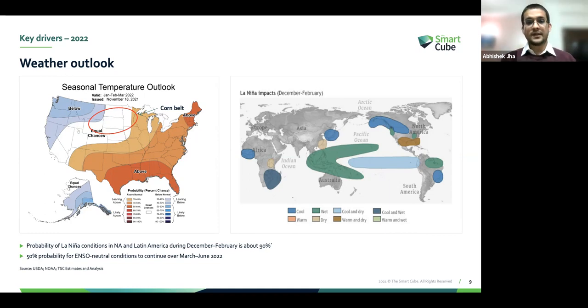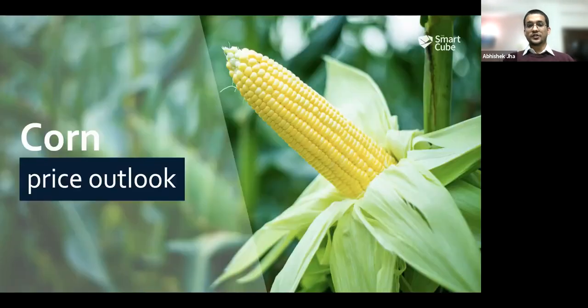So now that we have looked at various aspects of the corn market fundamentals, I'll set in front of you the price projections that we have. We have divided them into the short-term price projection in our next slide, and then we go ahead to talk about the long-term price projection for corn.